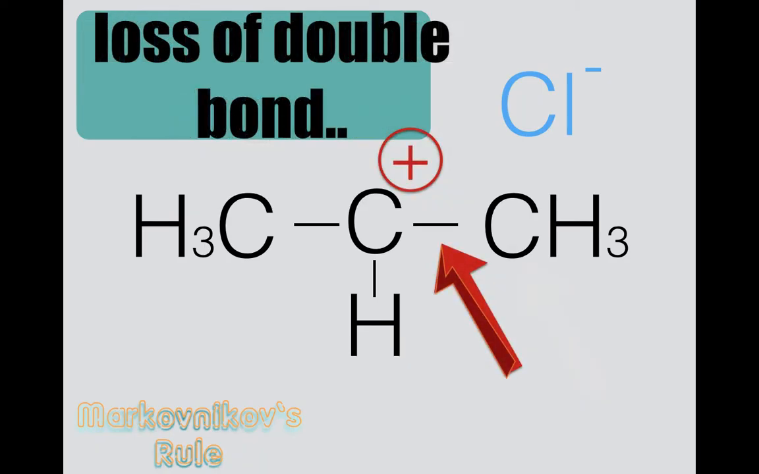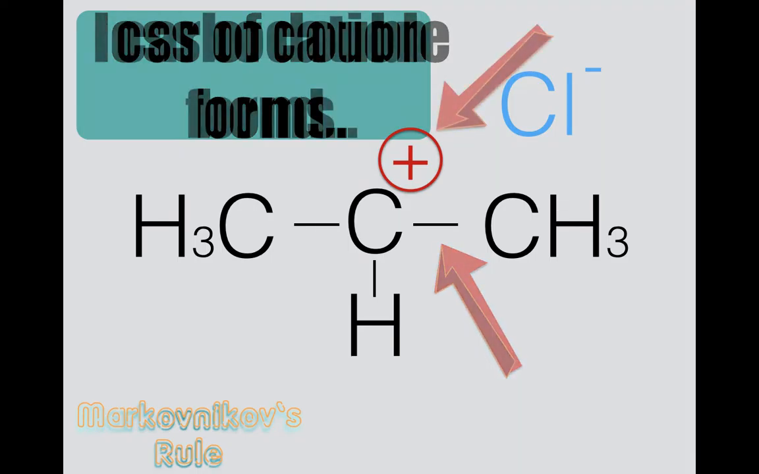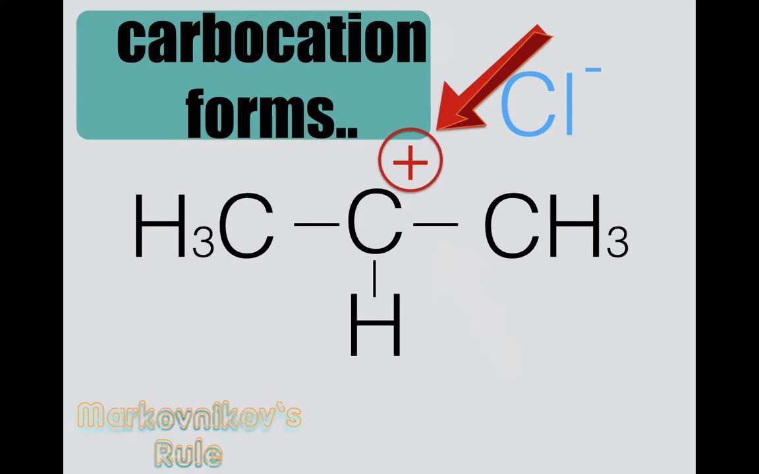Okay, now, when that hydrogen bonds with our carbon, that creates a positive charge on one of our carbons, our middle carbon. Okay, so a carbocation forms. So that chlorine is going to prefer that carbon because of the positive charge. So the negatively charged chlorine will be attracted to the positively charged carbon.